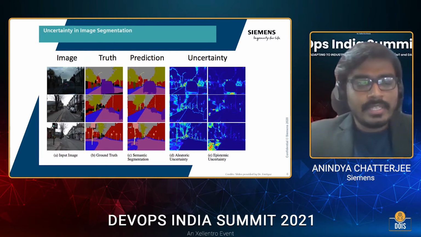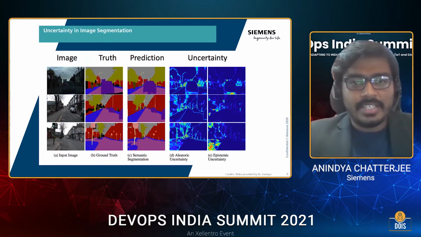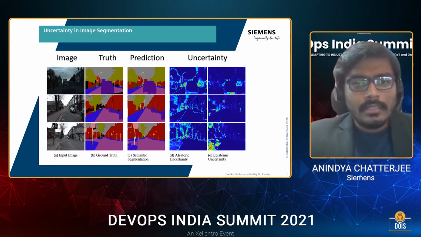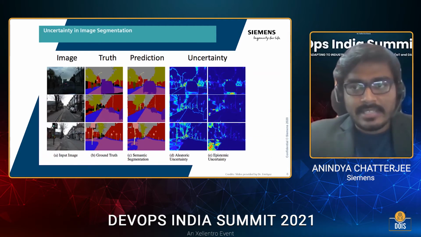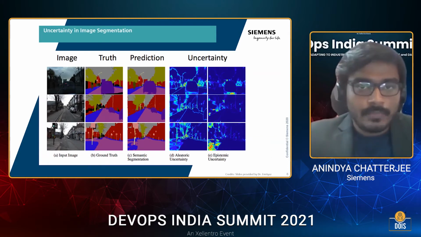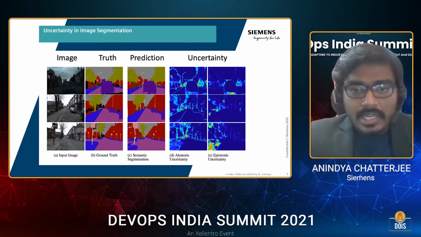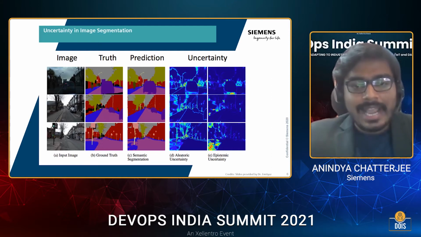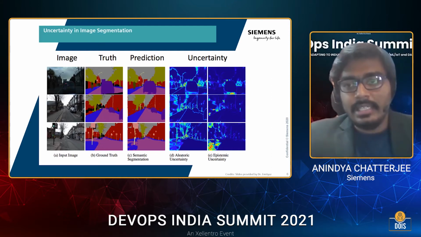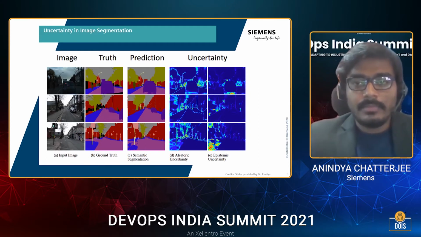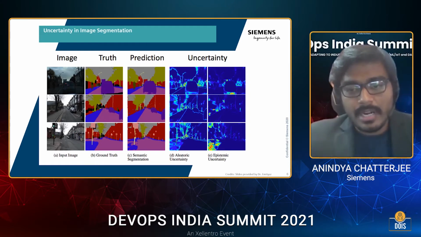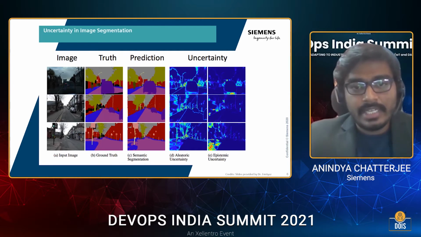For now, as you can see, there is an image, there is a truth, and there is a prediction. The truth is the actual class that each and every pixel belongs to, and the prediction is the class my model predicts for that particular pixel. If there is a difference between these two, that causes an uncertainty in that particular model. The uncertainty can be split into two parts, aleatoric and epistemic, which we'll cover at a later point in time.